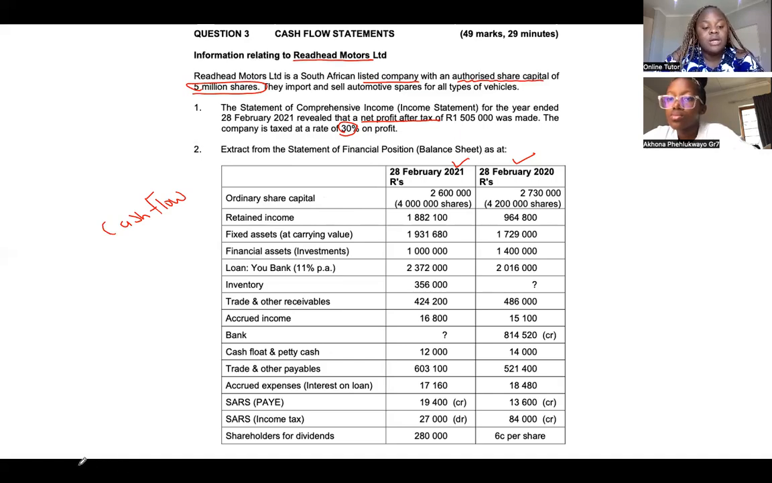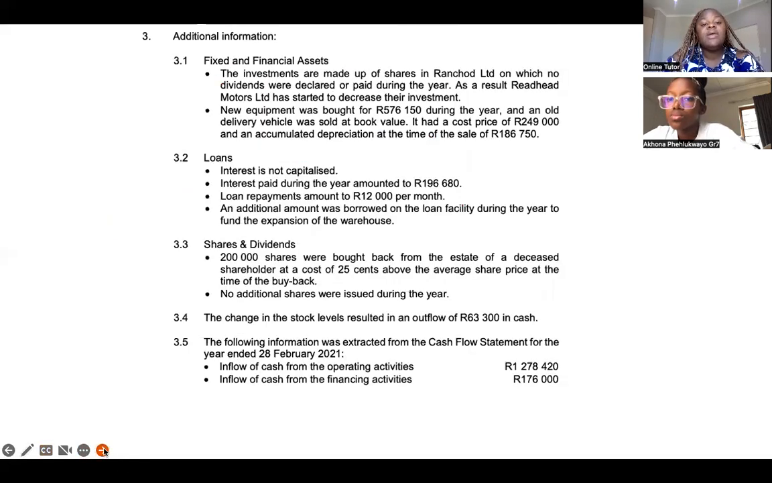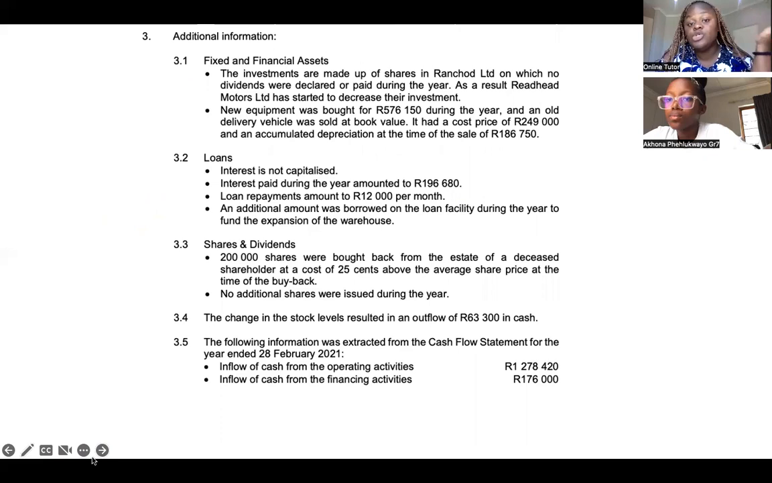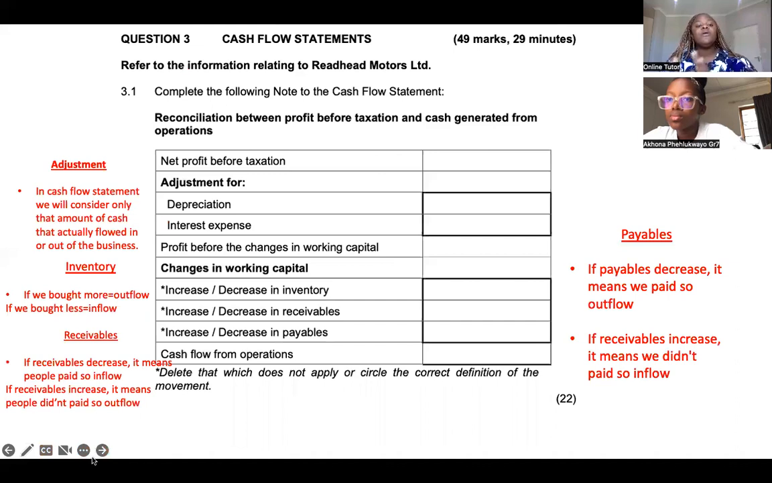So let's go on and see what comes next. Then they've given you the additional information. I always believe that during reading time it is good to read all of this information, because you're familiarizing yourself with it, so that when you get to the requirements, your memory will be triggered. But for now I'm not going to read it, because you don't even know what's being asked. We'll visit it when we see the questions. Refer to the information relating to Red Head Motors Limited. The first one says, complete the following notes to the cash flow statement.